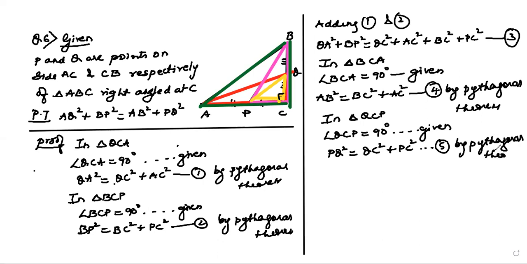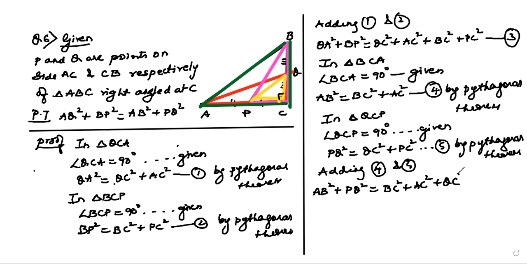Now you can see here, children, adding 4 and 5. When I add 4 and 5, you can see here, children, AB square plus PQ square is equal to BC square plus AC square plus QC square plus PC square. This is your statement number 6.